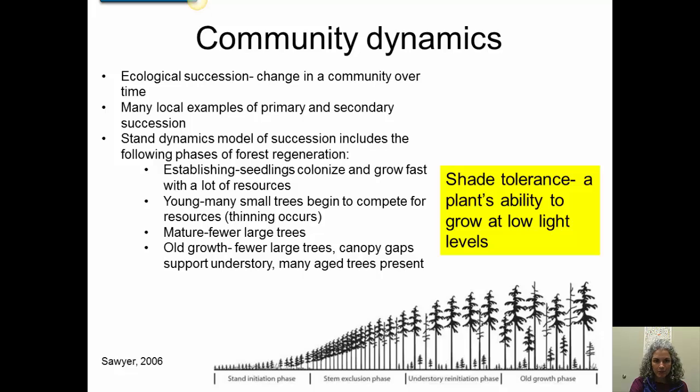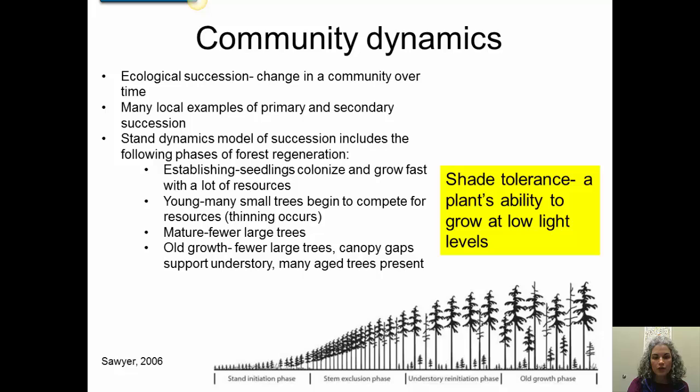In this model of succession, we have an establishment phase, which down here in this diagram is called the stand initiation phase. So this is where you have sun-loving seedlings colonizing a site. These individuals are going to be able to grow really fast because there's not a lot of competition at that point. The next phase, which Sawyer refers to as the young forest, in this diagram it's called the stem exclusion phase. This is where all of those small plants are growing up and they're beginning to compete with each other for resources in the soil and also for sunlight.